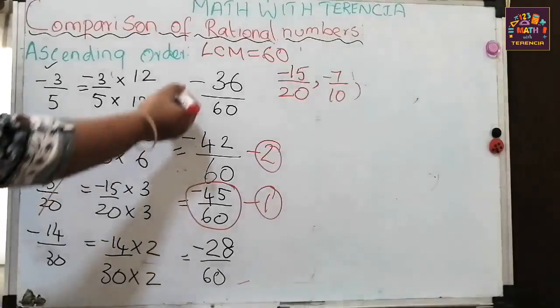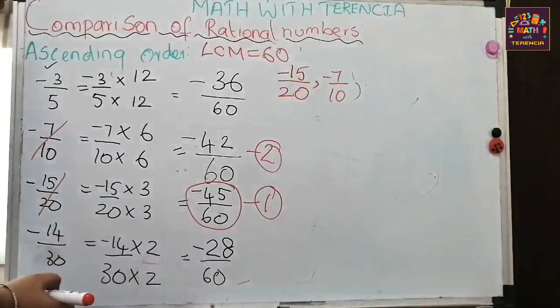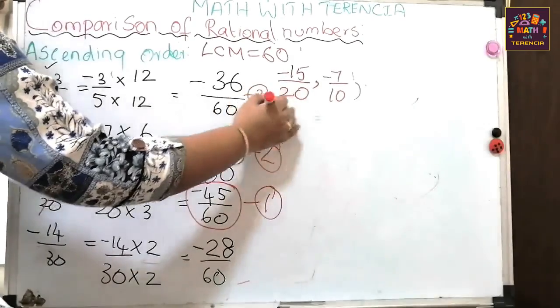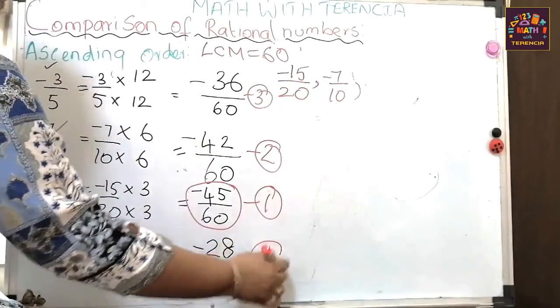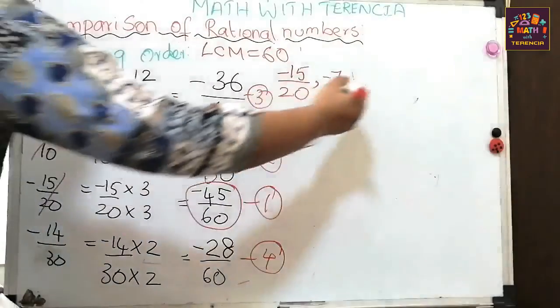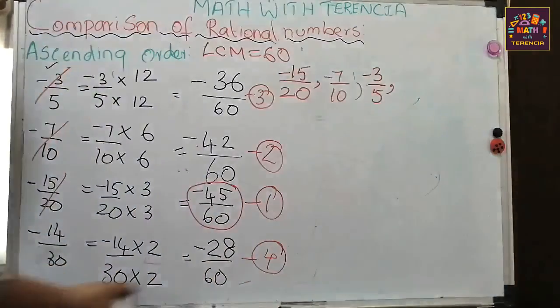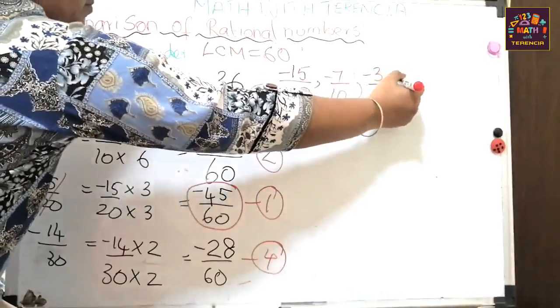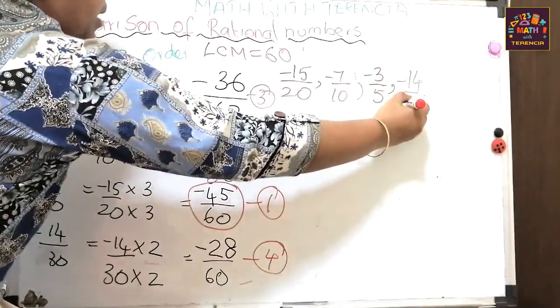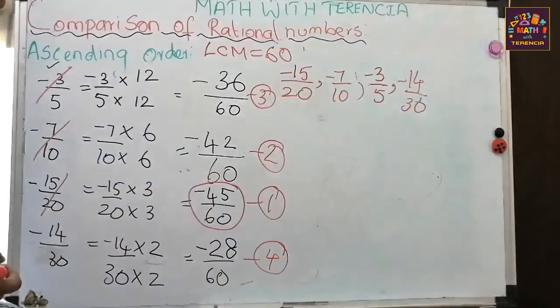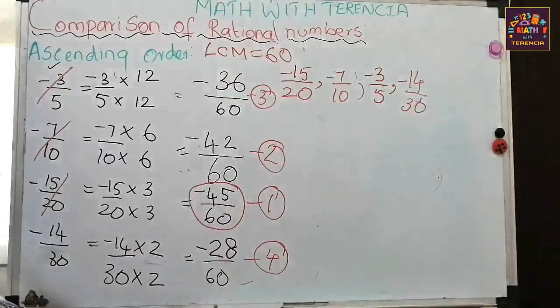And next we have minus 36 and minus 28. Which is the next smallest number? This will be the third and this will be the fourth. So third is minus 3 by 5. And the last number is minus 14 by 30. So this is how we arrange the numbers from smallest to biggest, that is, in ascending order.